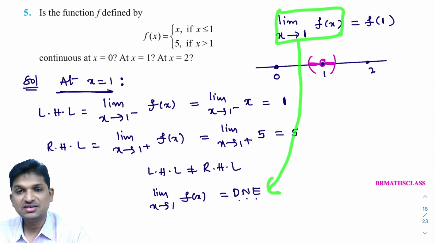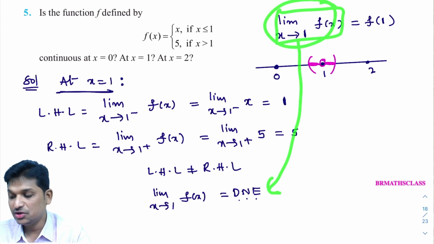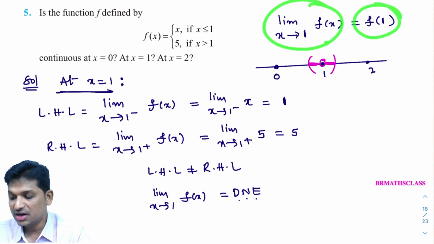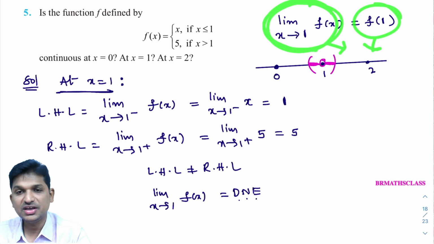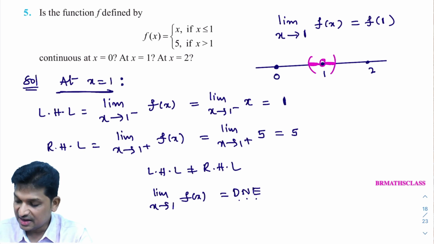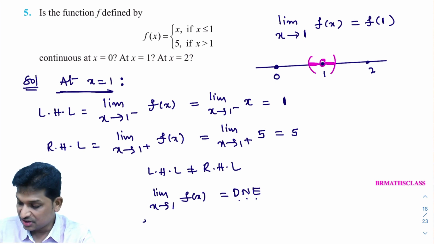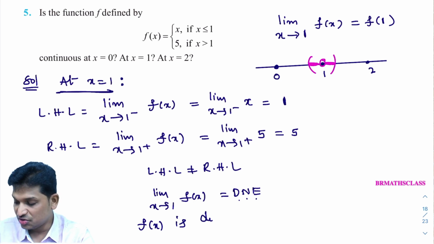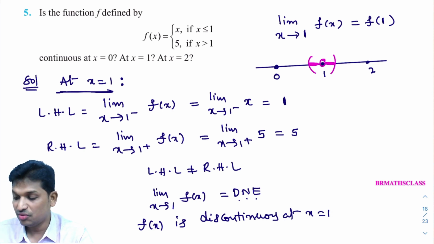When this does not exist, how will I check whether this value and this value are equal or not? To check that, I need to get some answer for this. This value does not exist. In that case, I cannot check this condition. When I cannot check this condition, what will I say? I will say that f of x is discontinuous. f of x is discontinuous at x equal to 1.